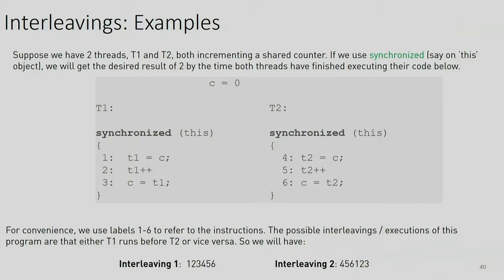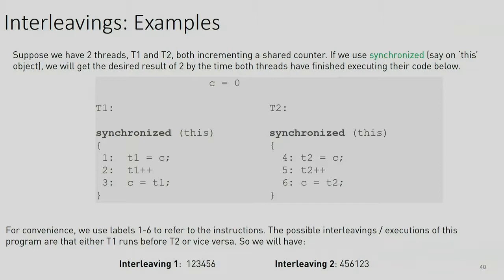How many interleavings do I have here? How many possible executions do I have? How many ways are there for the threads to interleave? It's 2. Either T1 runs first, takes the lock, and then T2 runs second, or T2 runs first and T1 runs second, okay?